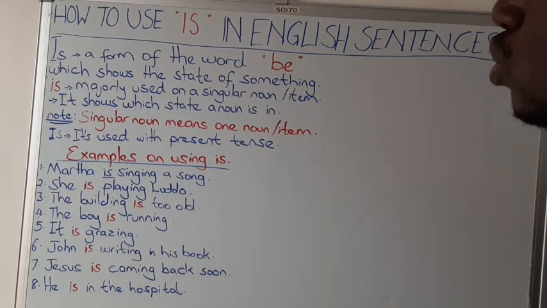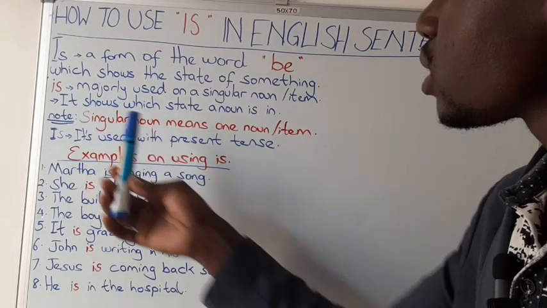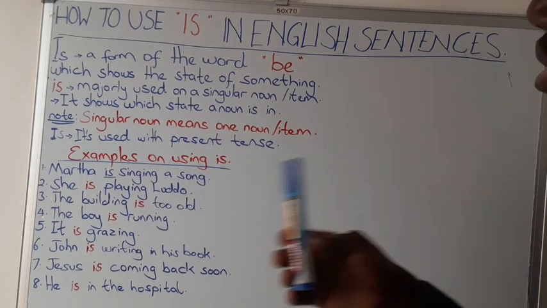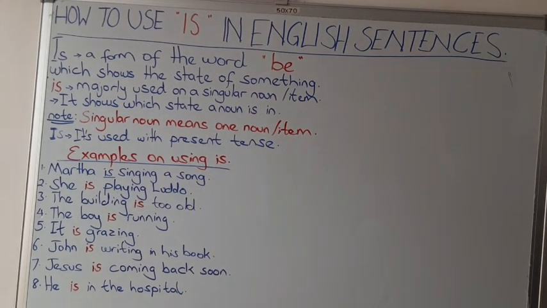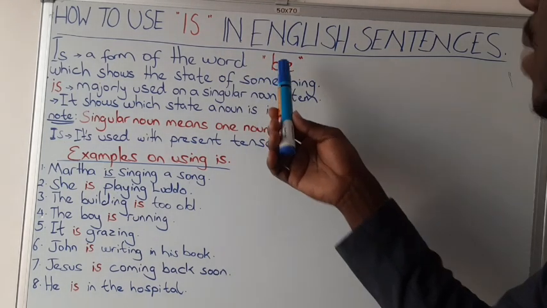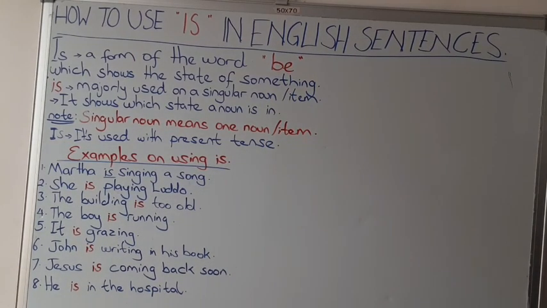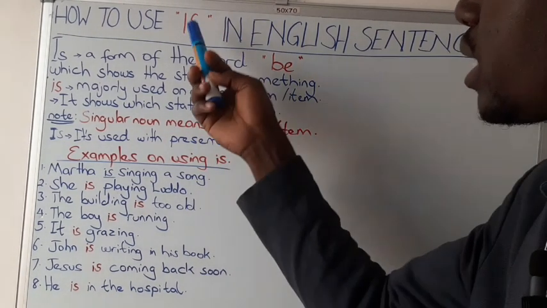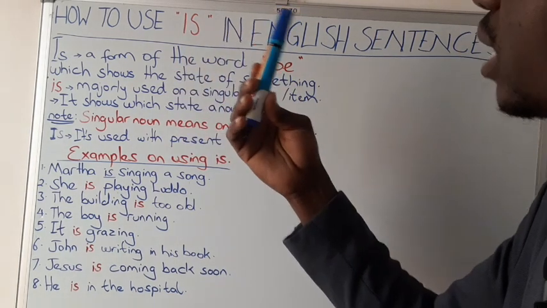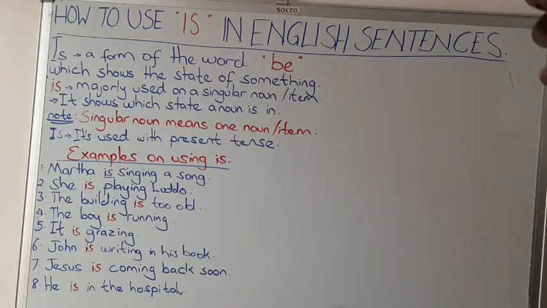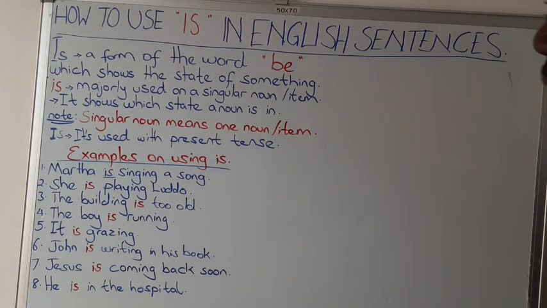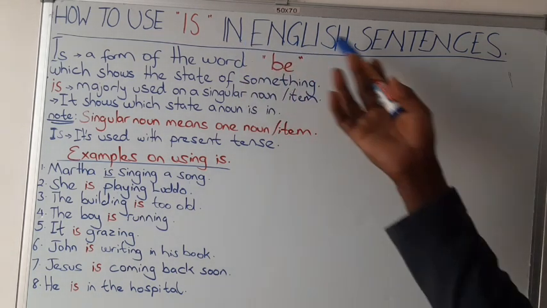Okay, a point to note: "is" is used with a singular noun and it indicates present tense. It comes from the word "be". It shows the state of something. That is what you should note on using "is". Whenever you are using "is", you should talk about one noun or one element. Okay, that is how we use "is" in English sentences.